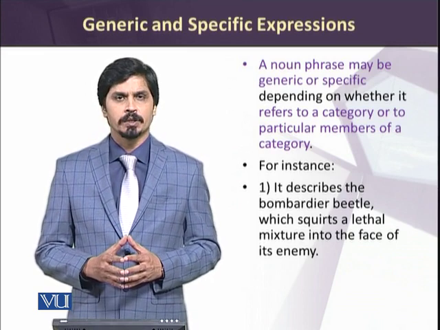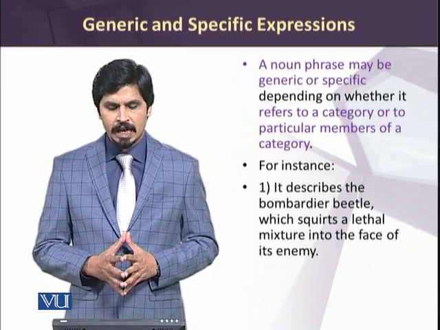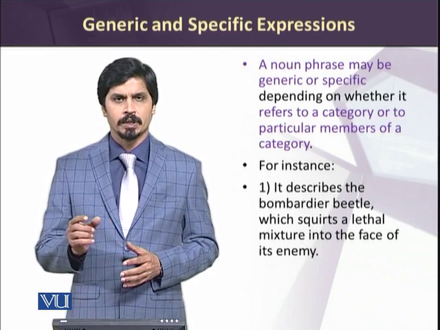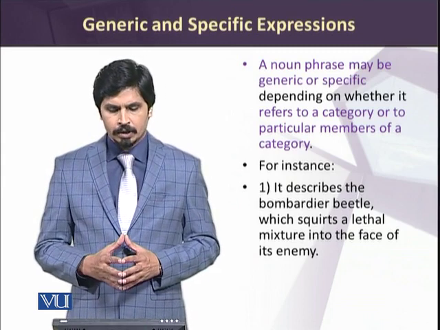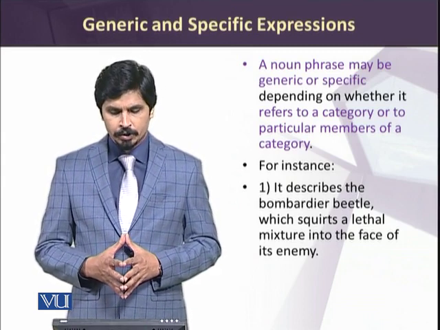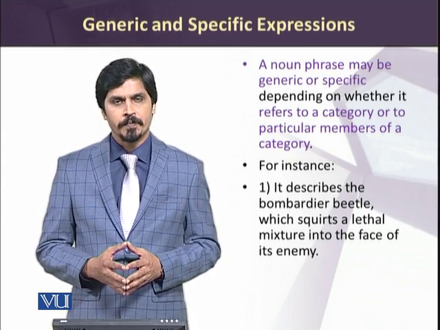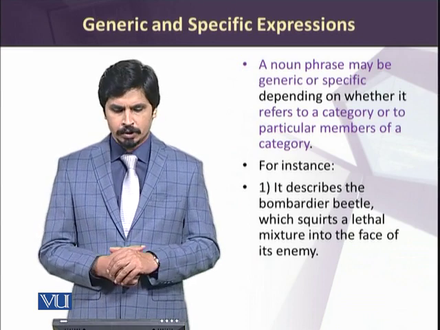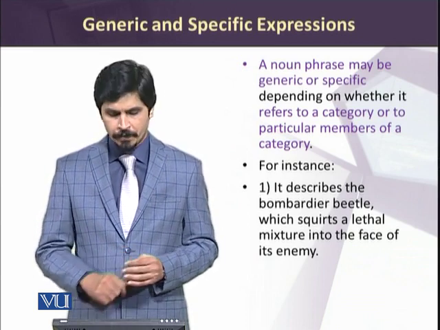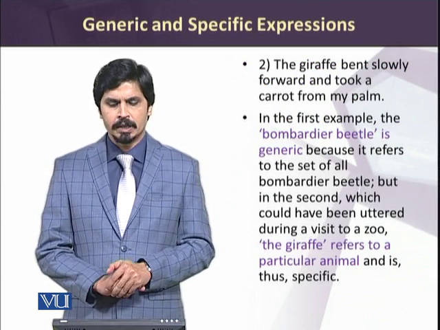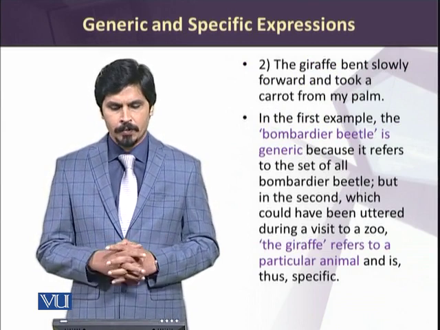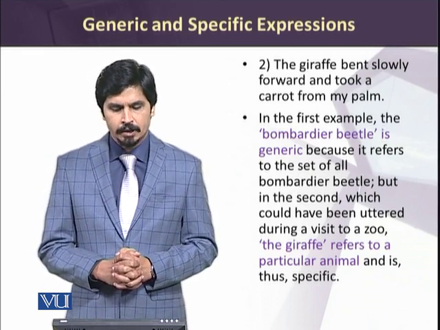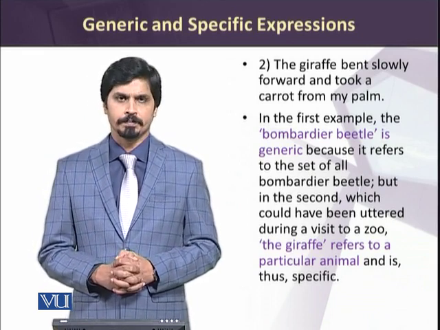In the first sentence, it describes the bombardier beetle. It's a kind of insect which spits a lethal mixture into the face of its enemy. It's a description about a certain insect which is called bombardier beetle. In the second sentence, the giraffe, it's an animal, we all know that. The giraffe bent slowly forward and took a carrot from my palm.